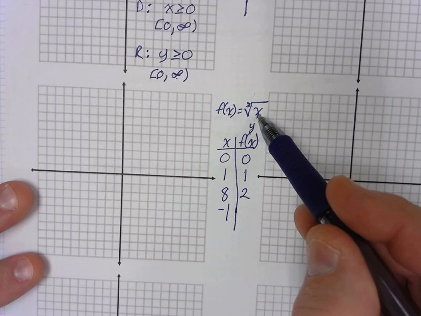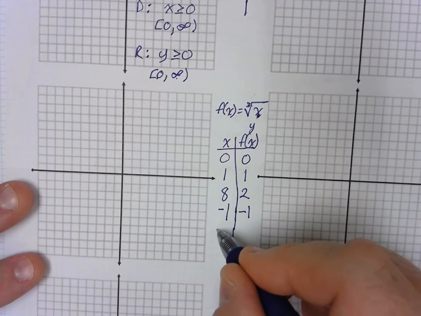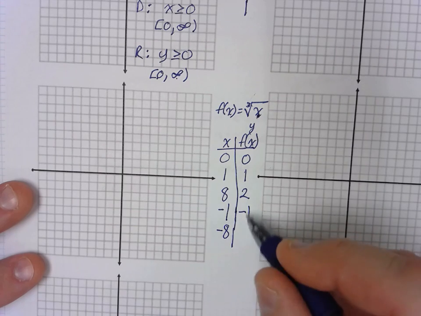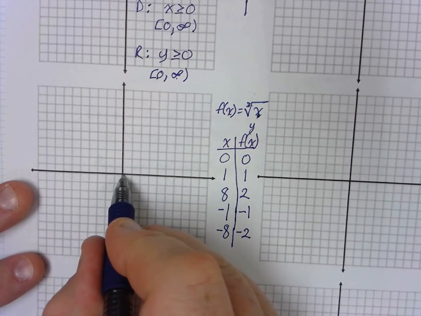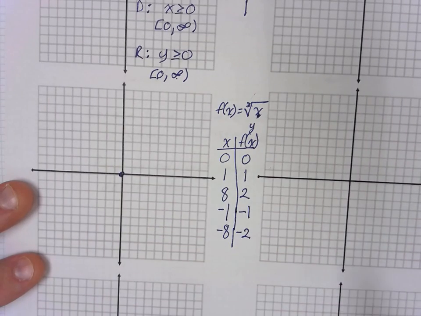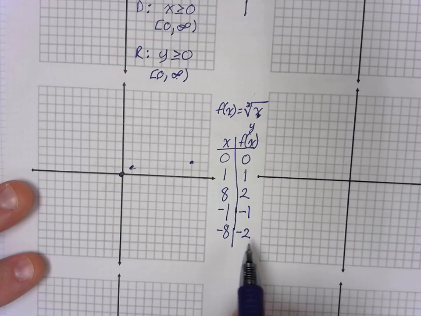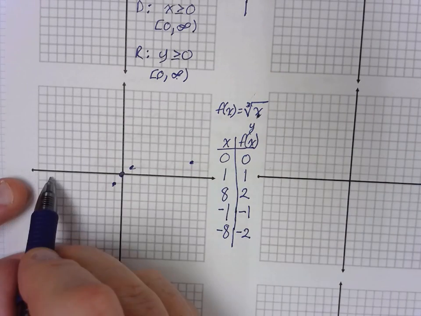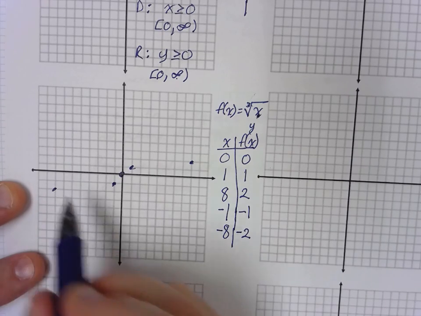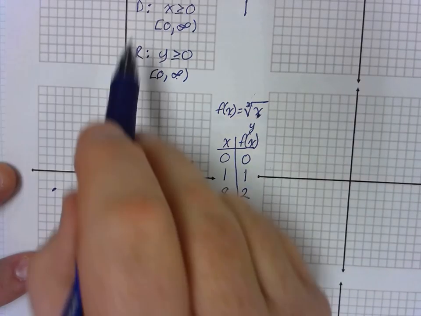And if I take the cube root of negative 1, my f of x ends up being negative 1. I can also put a negative 8 in there, and the cube root of that would end up being a negative 2. So go ahead and graph these points. 0, 0, 1, 1, 8, 2 will be here. And then negative 1, negative 1, negative 8, negative 2.